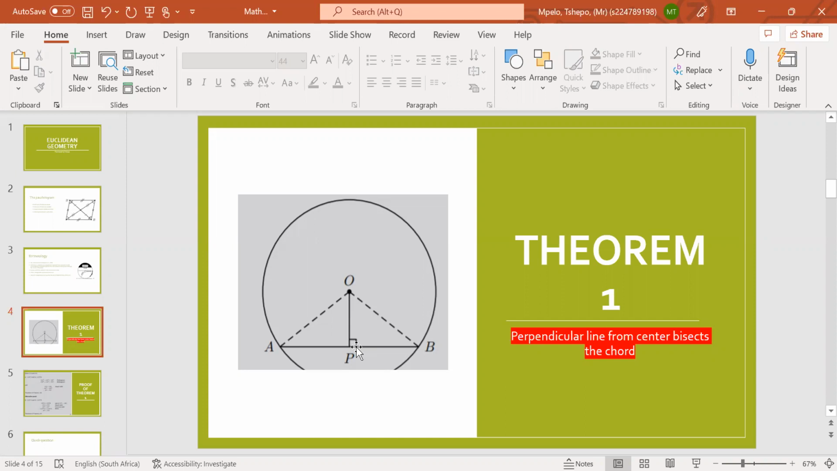Theorem 1 also has a converse. So reading: a perpendicular line from center bisects the chord. The chord in this case is line AB, meaning whenever OP is perpendicular to AB, and OP comes from the center, therefore we are expecting that AP is equal to BP.